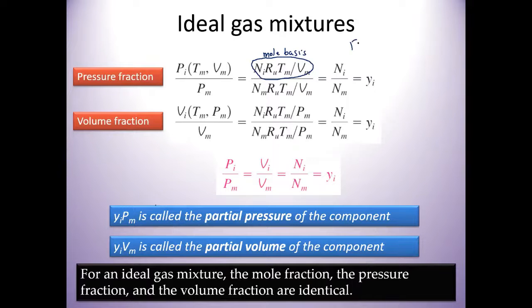So this pressure comes from PV equals N times the universal gas constant times T for each component. Now we have changed this subscript for temperature and volume from i, which is for the component, to m, which is for the mixture. And you know why? Because the temperature of each component is the same as the temperature of the mixture, and the volume of each component is the same as the volume of the mixture.